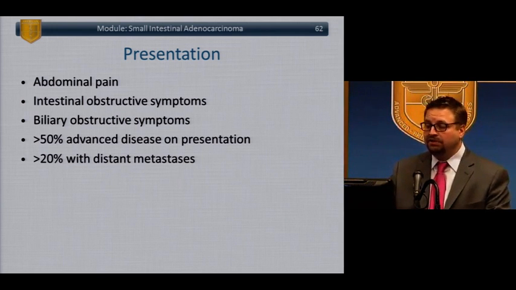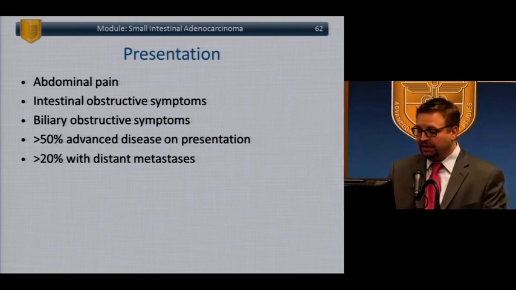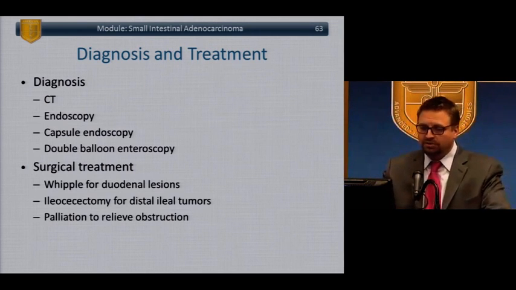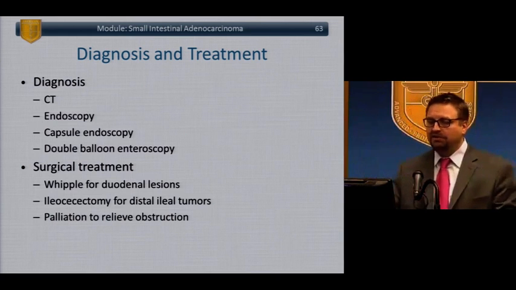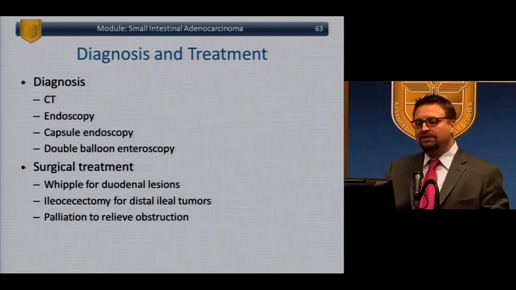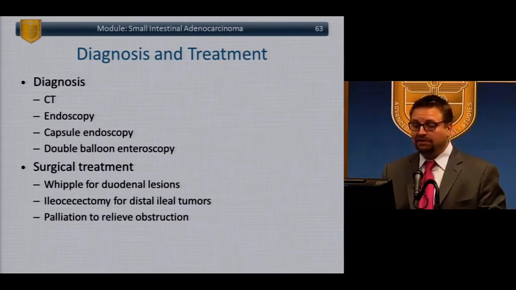Unfortunately, more than half of these patients are going to present with advanced disease, either locally unresectable disease or metastatic disease, because their symptoms tend to present late in the course. Diagnosis is going to be the usual stuff, CT, endoscopy to start, and then because we're talking about the small bowel, standard endoscopy may not be adequate, which means we need to use capsule endoscopy or double balloon endoscopy or old-fashioned contrast studies.